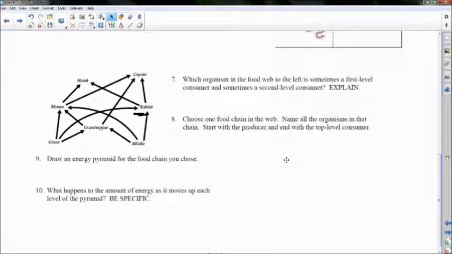Okay, number 7 here says, which organism in the food web to the left is sometimes a first level consumer and sometimes a second level consumer? Well, if we look at that, the mouse sometimes is a first level consumer because it can eat the grass. But mice also eat grasshoppers, so in that case it would be a second level consumer. So depending on what it eats, it will get its food from different sources.